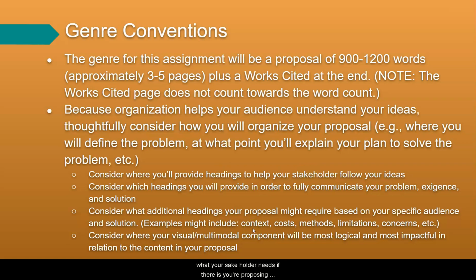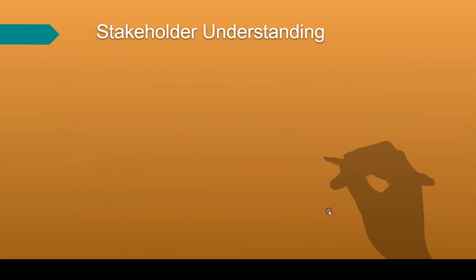If you're proposing they switch to a more sustainable product, they're going to want to know what that cost is, right? And what that limitation is, right? So if there is only one person who produces the type of sustainable material you're suggesting, that might be a limitation, okay? And this doesn't belittle your proposal by showing your limitations. It builds your ethos by showing you recognize that your solution isn't perfect because no solution is perfect, right? And also consider where you'll put that visual or multimodal component, okay? Where is it going to be most impactful and where is it going to most benefit your persuasion, okay?